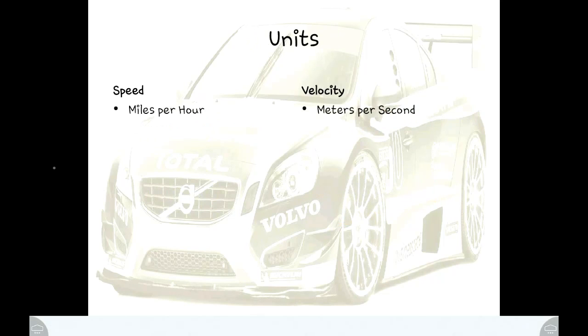The units for these are interchangeable. Speed is in miles per hour. In physics, we like to look at velocity in meters per second, but we could also use miles per hour, feet per second, or kilometers per hour.